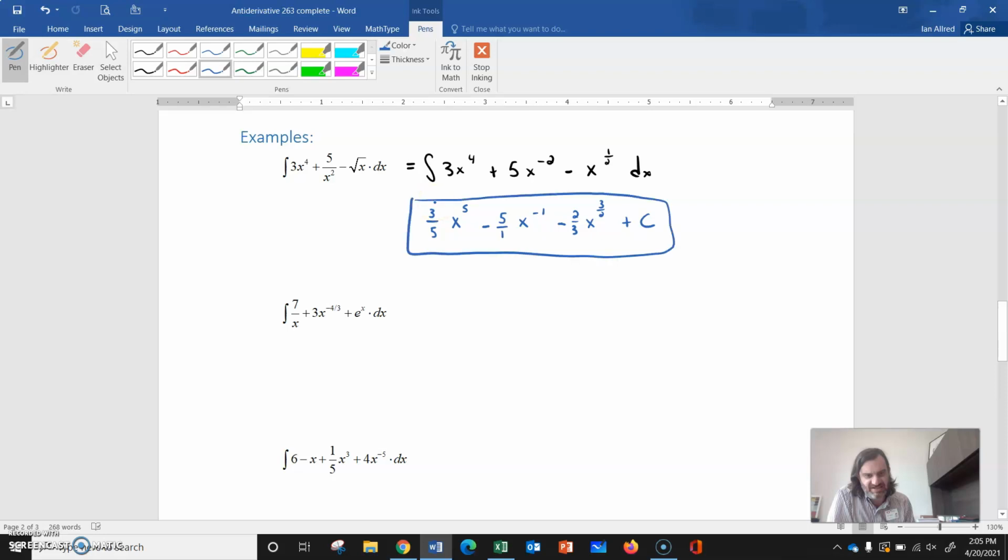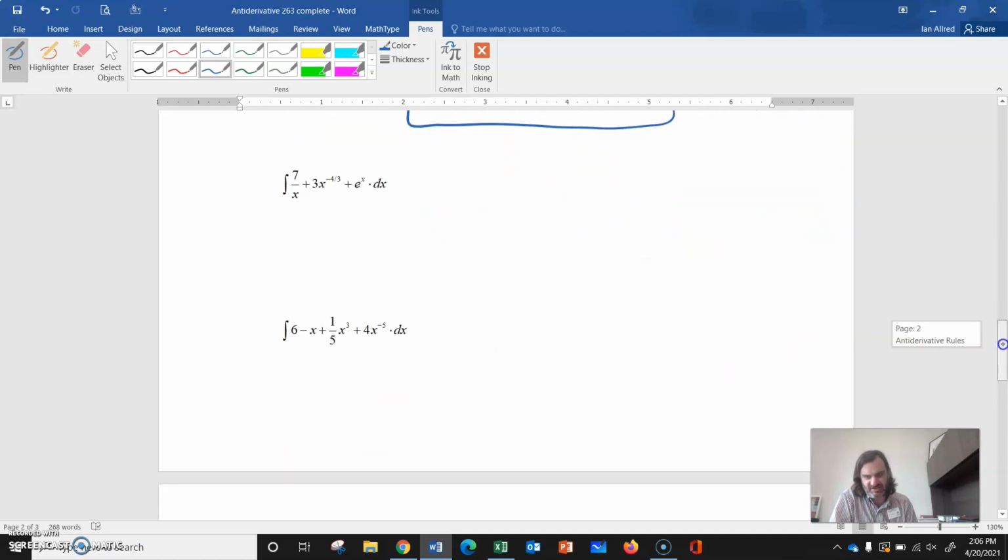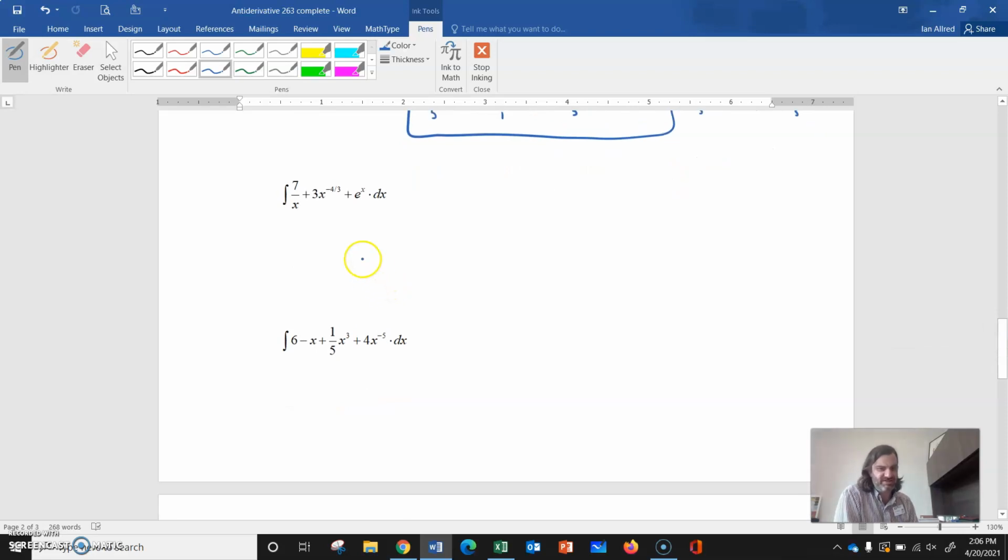So I'll clean this up a little bit. I don't think it needs much cleanup, but it will be 3/5 x to the 5th minus 5x to the -1 minus 2/3 x to the 3/2 plus c, if you want to clean it up. Okay. Just be careful with them. You're doing something new. It's easy to get confused and do a derivative rule since they seem similar.